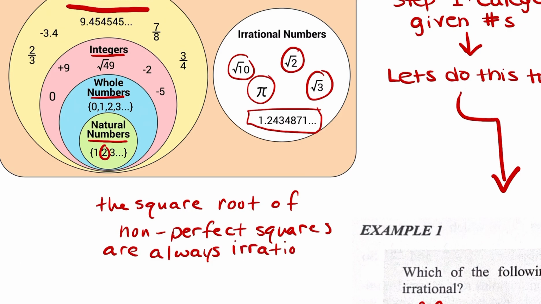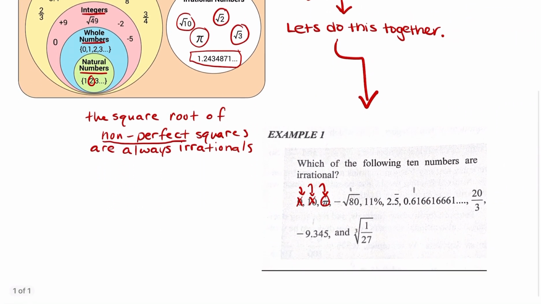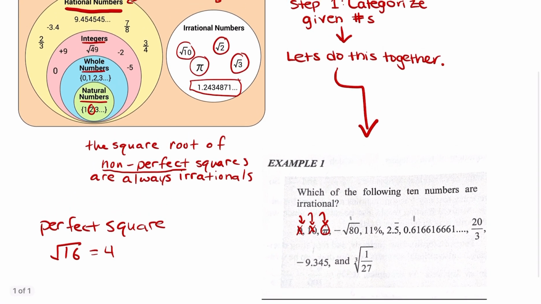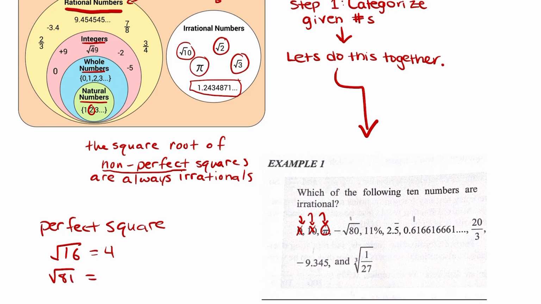Now, what do I mean by non-perfect squares? How do I know if it's a non-perfect square? Well, a perfect square is a number where if you take the square root of it, then you get a natural number. I'll give you some examples. A perfect square would be something like 16. The square root of 16 is equal to 4, and 4 is a natural number. Another perfect square would be 81, because the square root of 81 will give me 9.